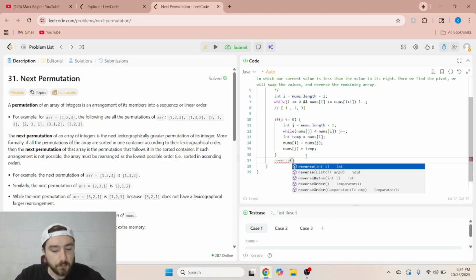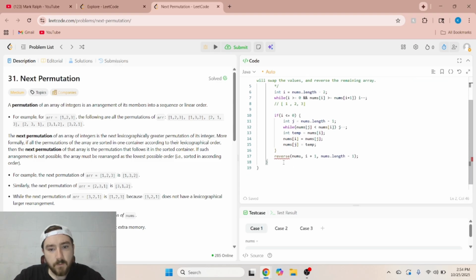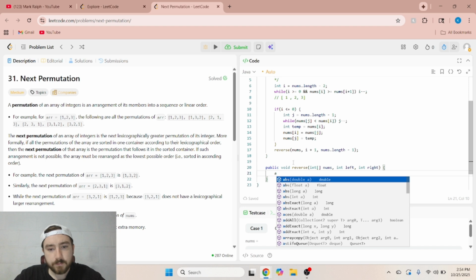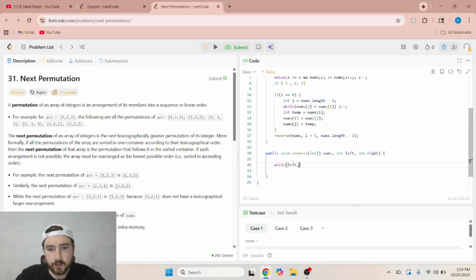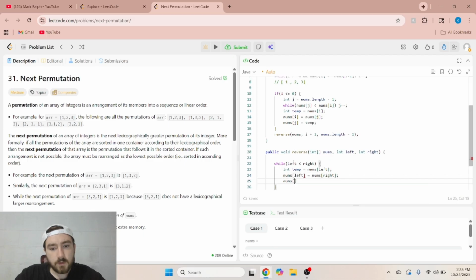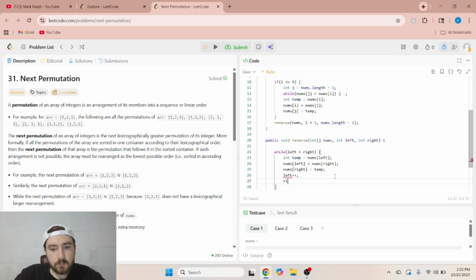Okay, so outside of this, we'll do our reverse. We'll just call it reverse, and we'll do nums, i plus 1 and nums.length minus 1. So this is going to be our left, our right, and then we'll pass the actual value. So let's make this into a new function as well, void reverse, and we'll talk about the input parameters it'll take in. Okay, so we'll do pretty much the same thing that we did earlier. While left is less than right, temp equals nums sub left, nums sub left equals nums sub right, nums sub right equals temp. Oh, and we also want to do left plus plus and right minus minus.